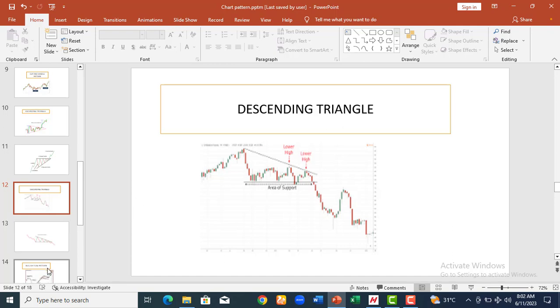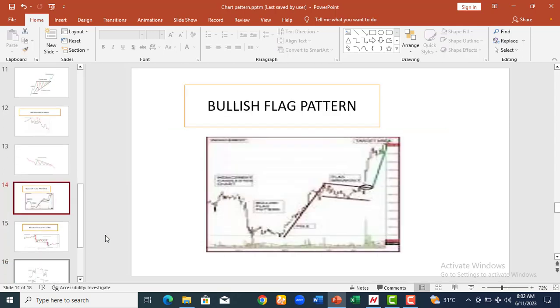Now, we also move over to the next one. Flag pattern in the forex market. How is this flag pattern? This pattern is only seen in a strong trending market. Flag patterns are mostly seen in a strong trending market. They are patterns that form during a strong trending market.